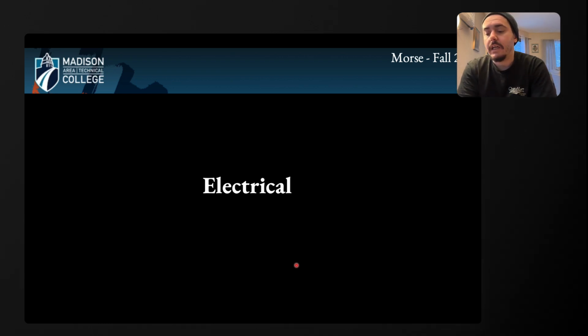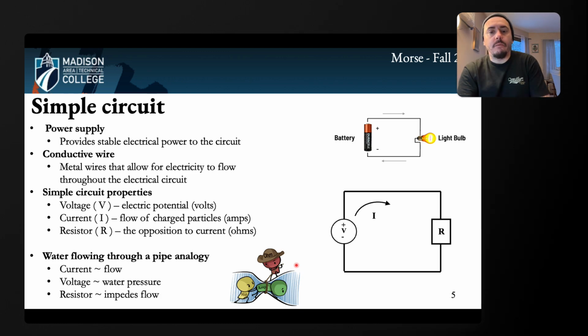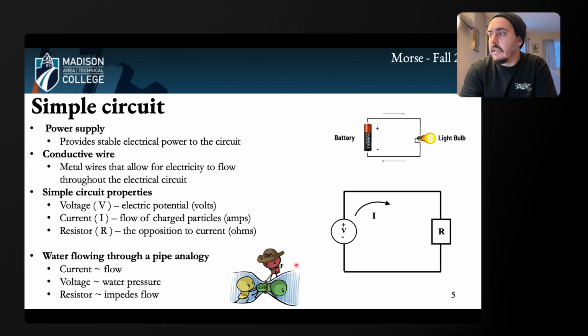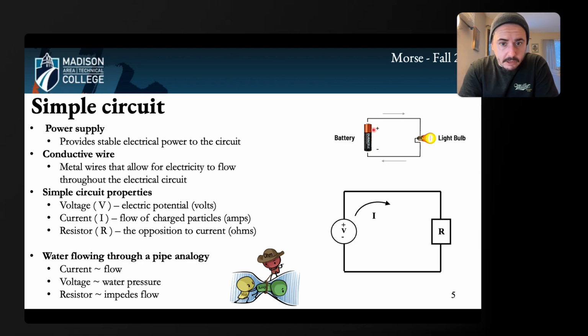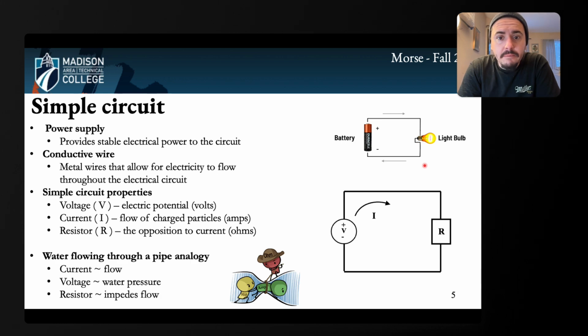All right, so let's look at electrical components and how to troubleshoot them. First and foremost, let's just review what a simple circuit looks like. So I have a couple different versions over here. I have a battery, and then the battery is powering this light bulb. Easy enough, right? Okay, well, if I were to convert this into a more engineering type schematic, it would look like this. There's a voltage source. It's got a positive and a negative side, and the current flows from positive to negative through the conductive wire, through whatever component is in the circuit, the load, and then back through the power supply to the negative side.